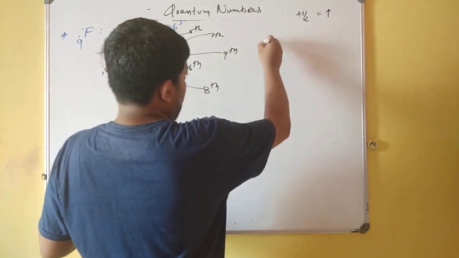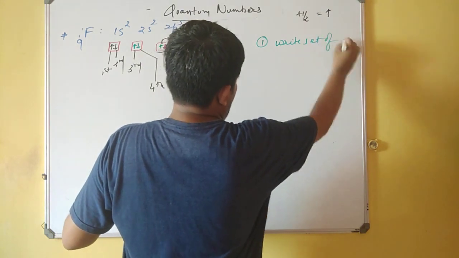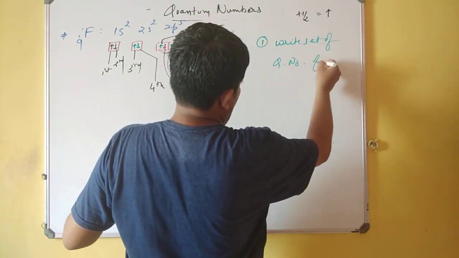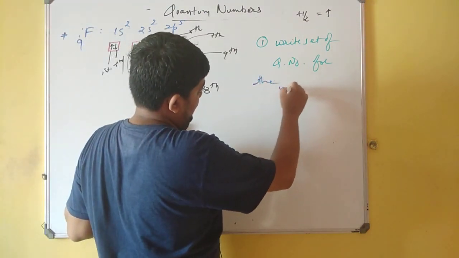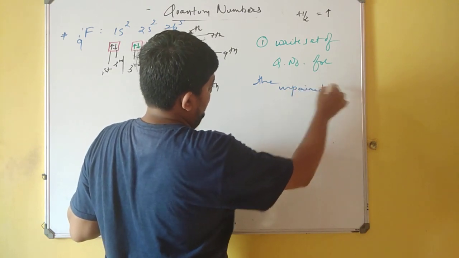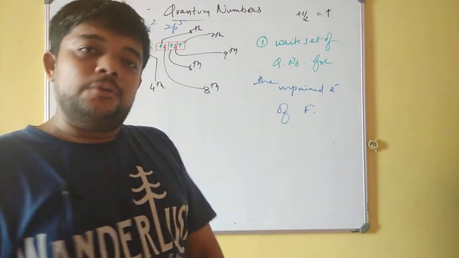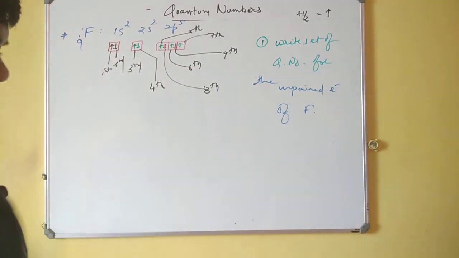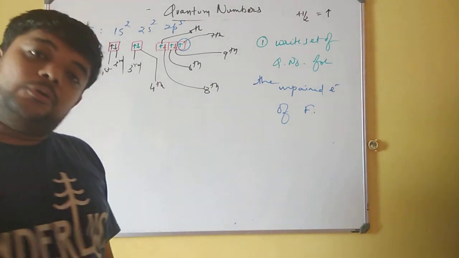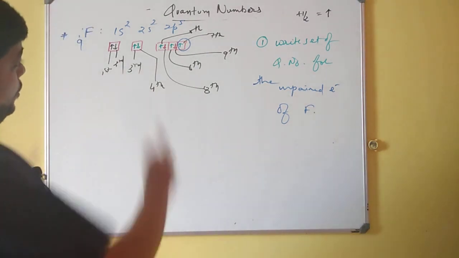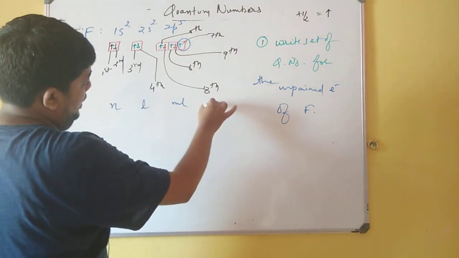Sometimes we come up with the question: write the set of quantum numbers for the unpaired electron of fluorine atom. The unpaired electron of fluorine atom. So when you look into this, you can observe this as the only unpaired electron of fluorine atom. So now we need to describe the n, l, ml and ms for it.